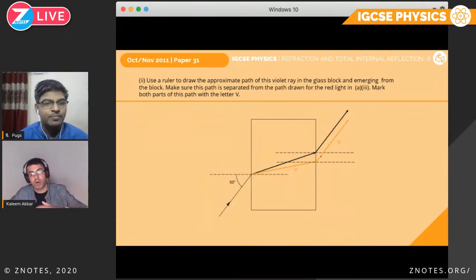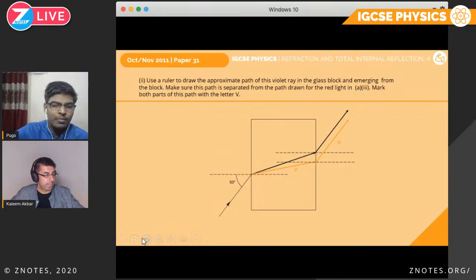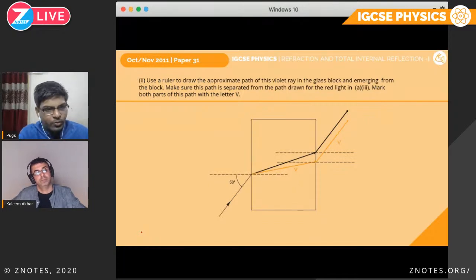Violet rays do it more because you've got red, orange, yellow, green, blue, indigo, and violet. Probably an easier way to think of it in terms of dispersion, if you're having trouble with this concept, is just think of the rainbow and use that mnemonic, right? So you go from violet to red, so you know that violet disperses the most.